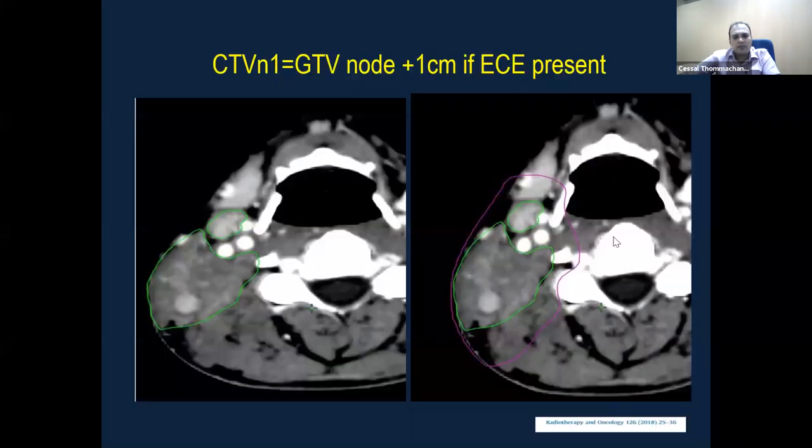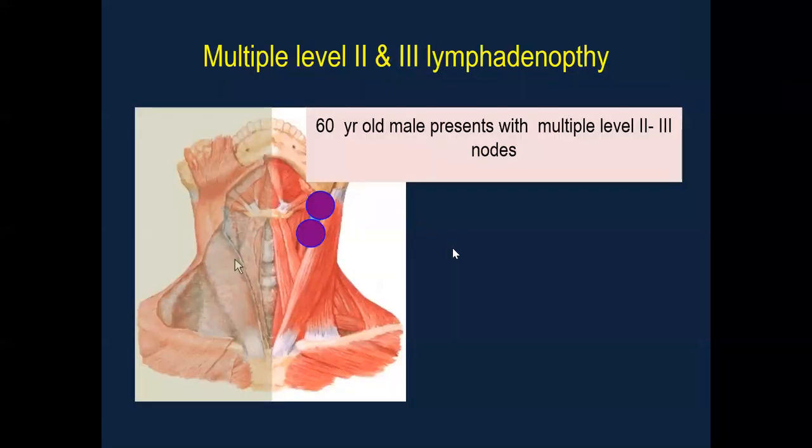Yes, this is mainly regarding the contouring part. I will take it up. If the patient is having extracapsular extension, then you have to take 1 centimeter. So this is an extracapsular extension. The patient is involving the sternocleidomastoid, and you have to give 1 centimeter. That is your CTV N1 or the high dose region.